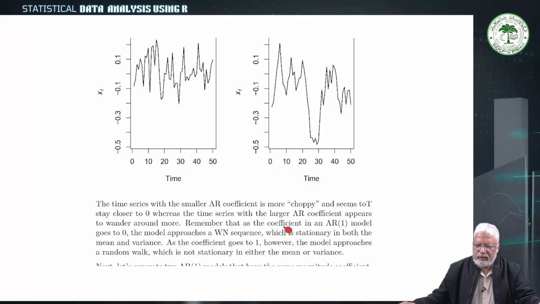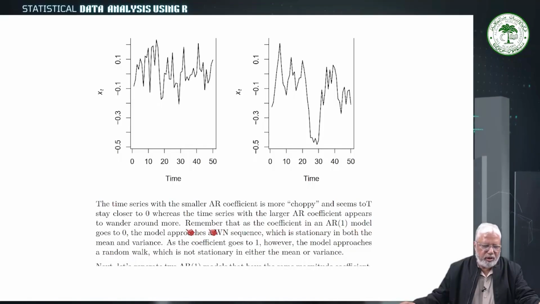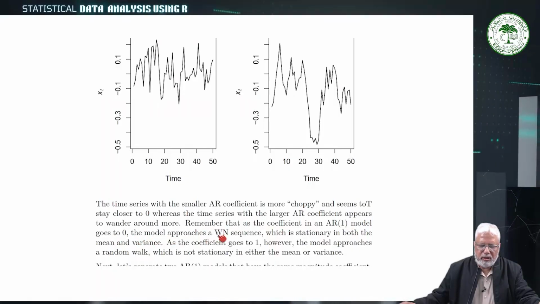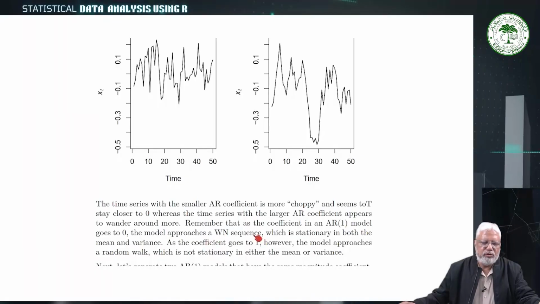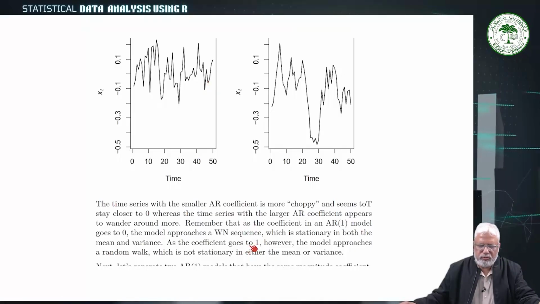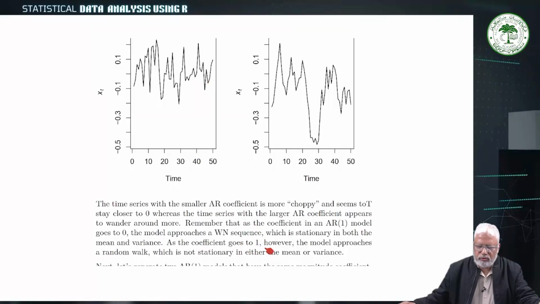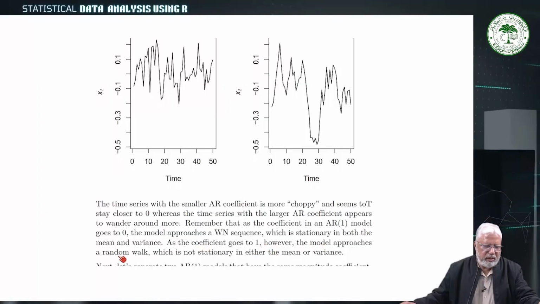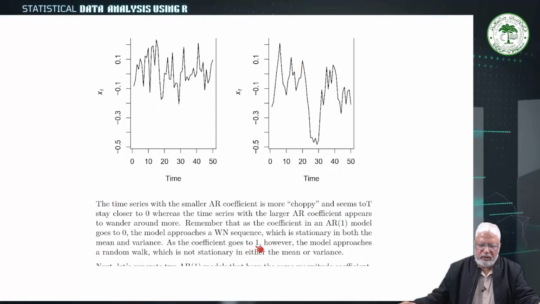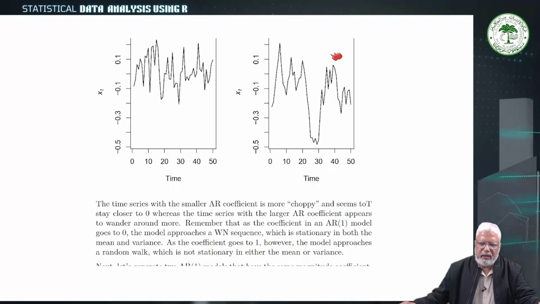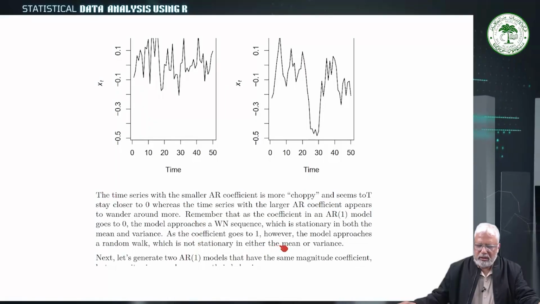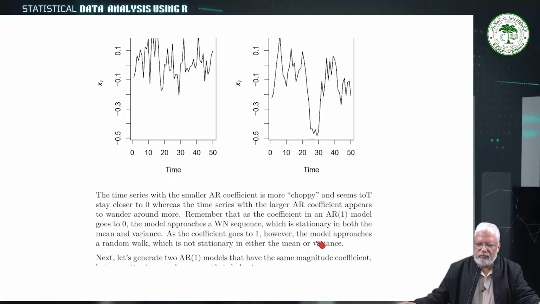Remember that as the coefficient in an AR(1) model goes to 0, the model approaches white noise. Because of the smaller value, it looks like white noise. As the coefficient goes to 1, however, the model approaches a random walk. So when it goes around 1, it behaves like a random walk, which is not stationary in either the mean or variance.